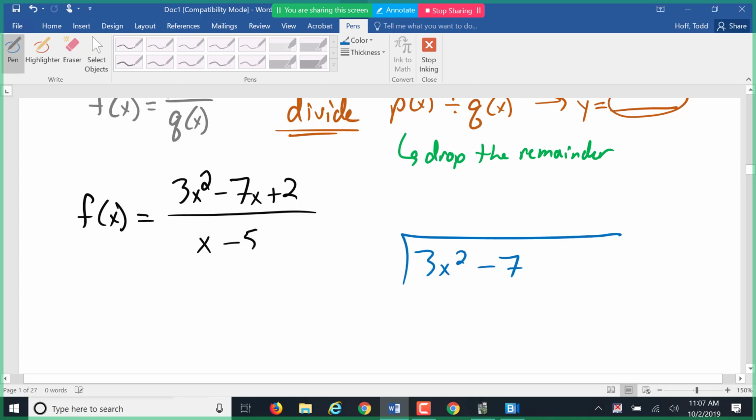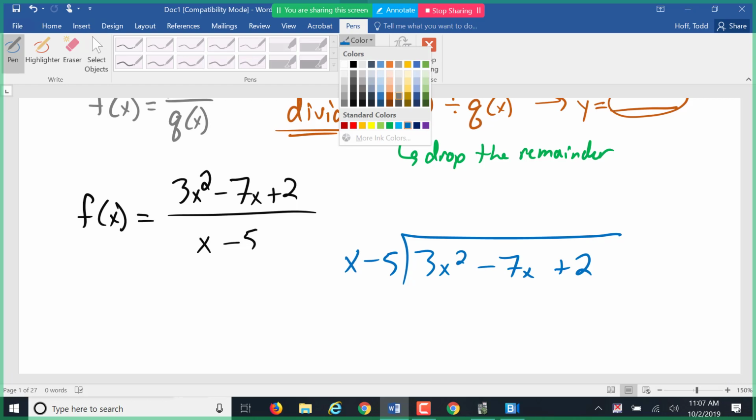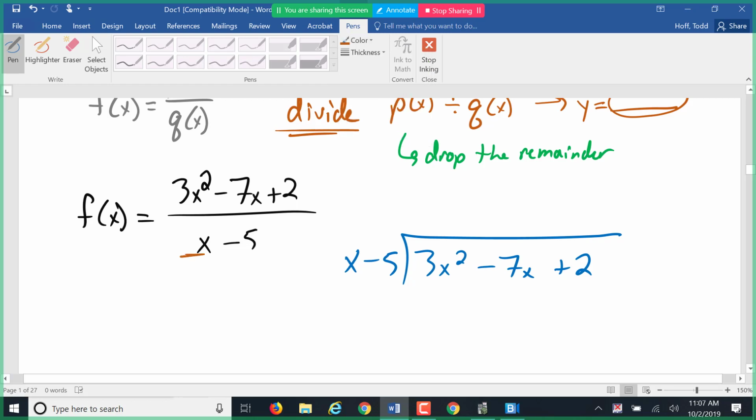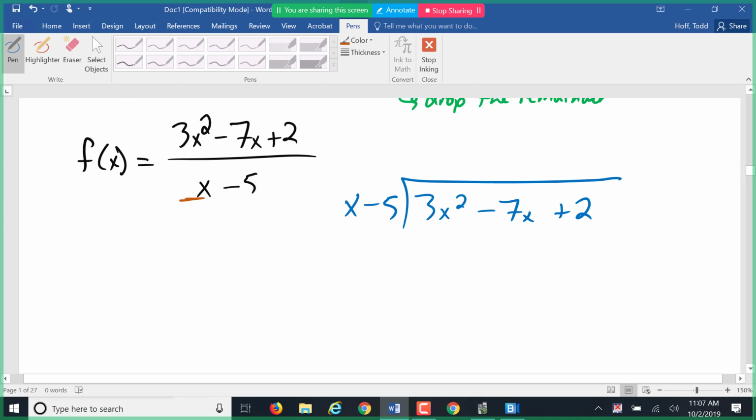Now, since I have x minus 5, I could have used synthetic division here, but I just want to review the long division here, just in case. Because if that's not a 1 in front of the x, you're not going to be able to use synthetic division. So 3x squared divided by x is 3x. Multiply it back through. 3x times x is 3x squared. 3x times negative 5 is a negative 15x.